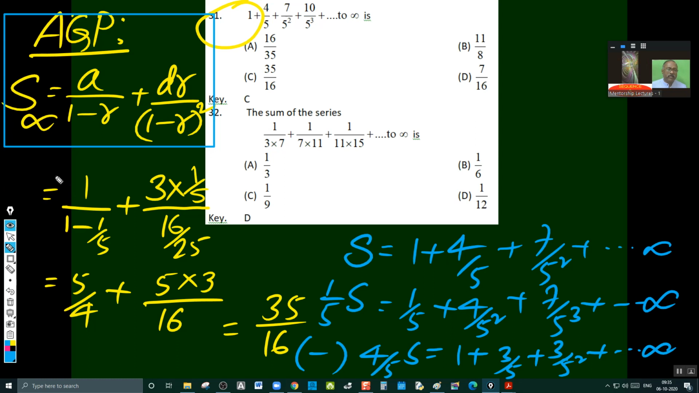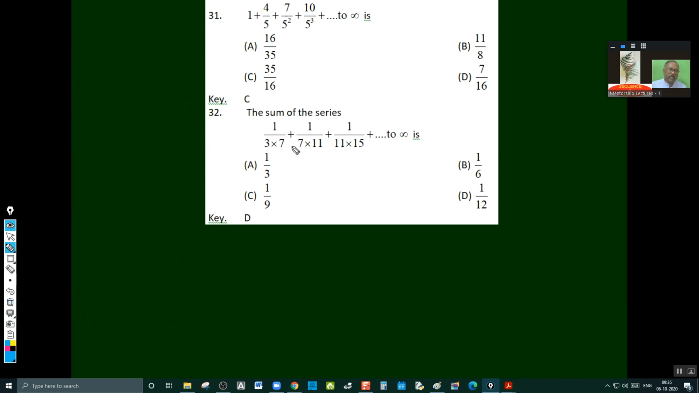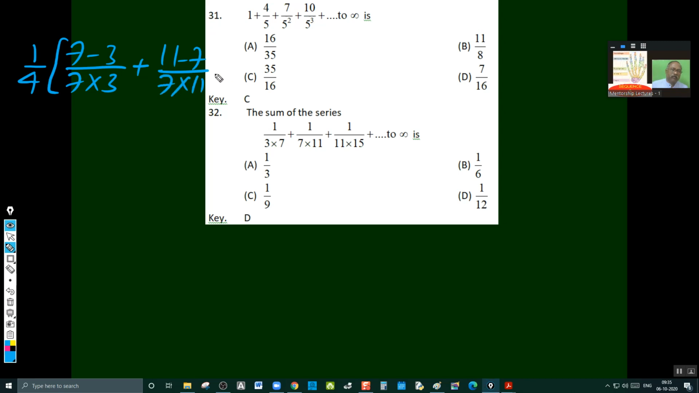And this one, if you see now, what is the common difference in the denominators? Within no time, we'll do it. What is the common difference in the denominators? 7 minus 3, 4. 11 minus 7, 4. So, divide with 4 and multiply with 4, and split it. I'll show you. This is 7 minus 3 divided by 7 into 3 plus 11 minus 7 divided by 11 into 7 plus and so on up to infinity.